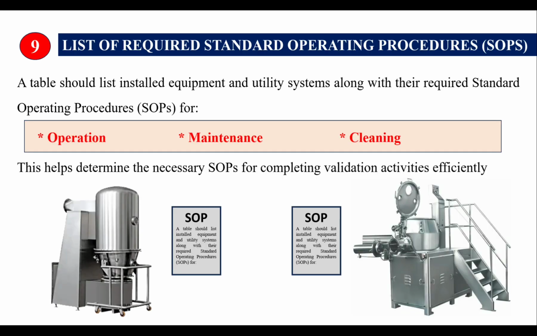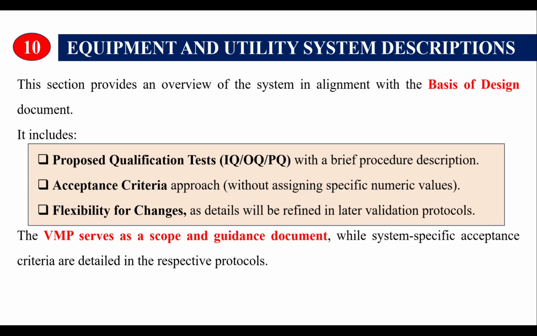After that we have the equipment and utility description. This also includes our required protocol and procedure part. Every equipment needs SOPs for operation, maintenance and cleaning. This helps determine the necessary SOPs for completing validation activities efficiently. So after completion of this part, we have equipment and utility system descriptions. This section aligns with the basis of design. It gives a brief of the planned installation qualification, operational qualification and performance qualification tests, general acceptance criteria, and highlights that more detail will follow in the individual validation protocols. This is all about equipment and utility description.